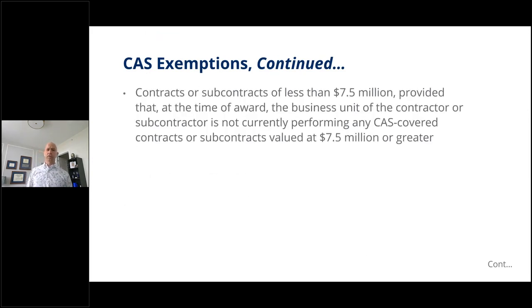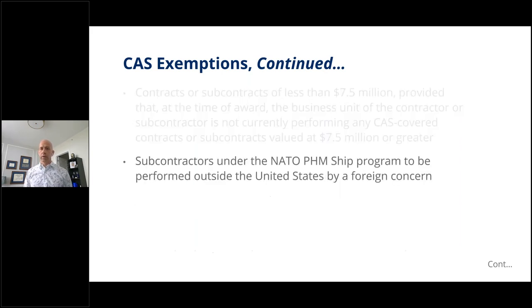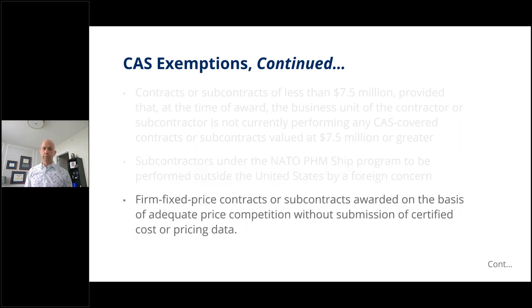Also, contracts or subcontracts of less than $7.5 million, provided that at the time of the award, the business unit of the contractor is not currently performing any other CAS-covered contracts valued at $7.5 million or more. Also, subcontractors under the NATO PHM SHIP program are exempt, and fixed price contracts or subcontracts awarded on the basis of adequate price competition without the submission of certified cost or pricing data.